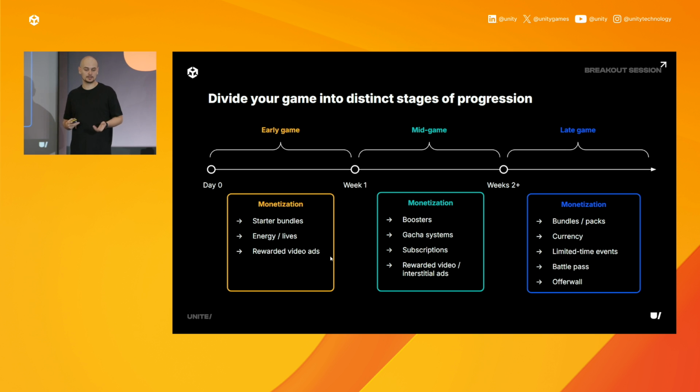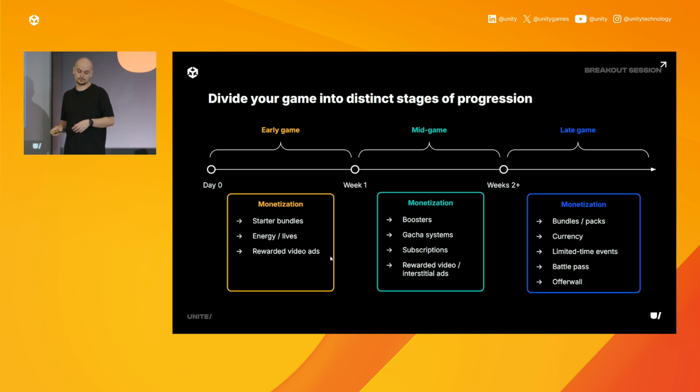In the early game, the goal is to engage and convert players who are learning the core loop and game progression. You should provide enough resources for them to experiment and focus on starter bundles, energy systems, and optional rewarded ads.